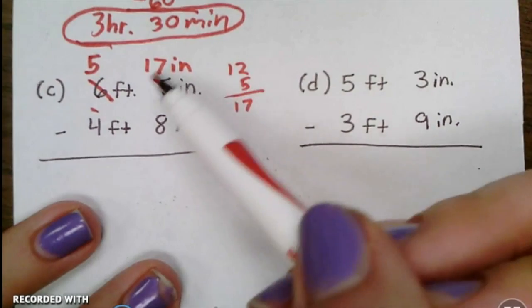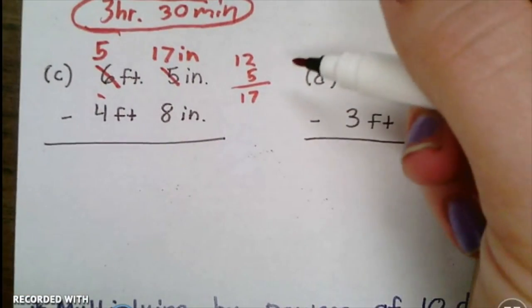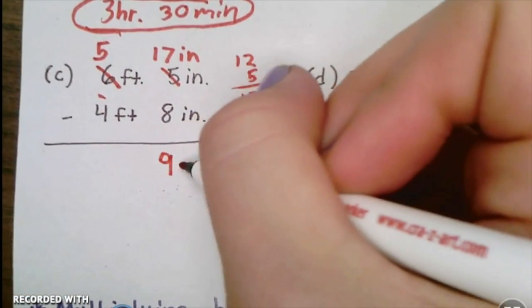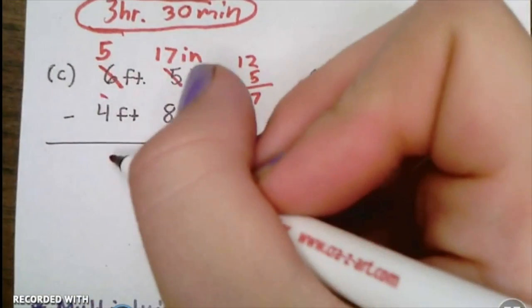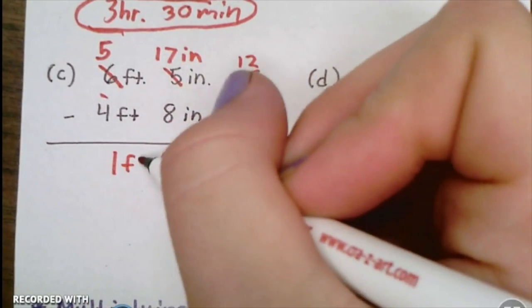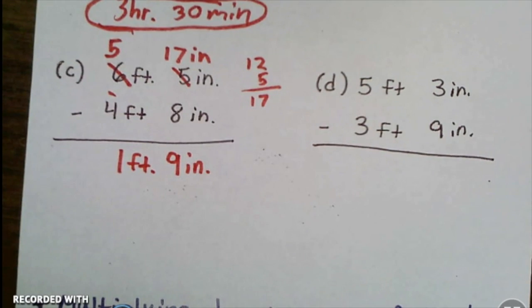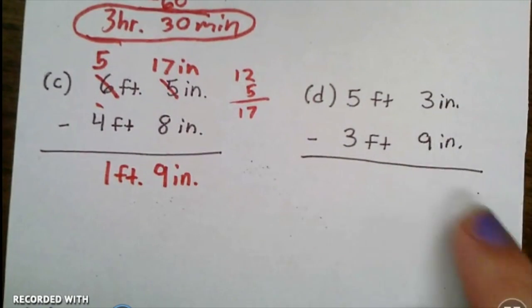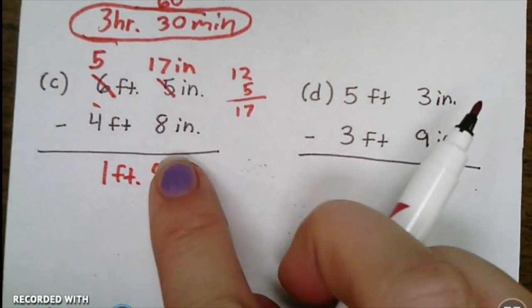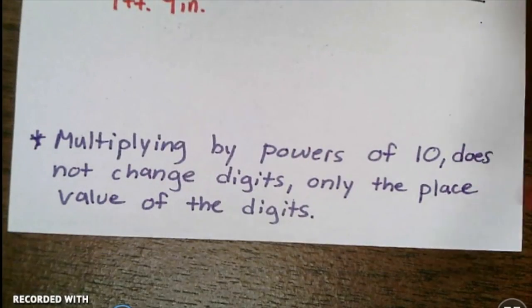And from that, I can do 17 minus 8, which is 9. And then 5 minus 4, which is 1. So I have 1 foot 9 inches left. All right, try D on your own. This one is the same type of problem as this. And this leads us into the next part of the lesson.